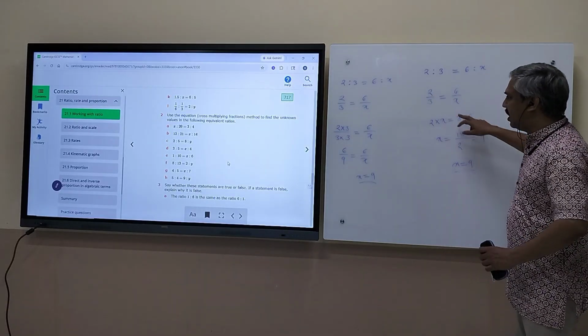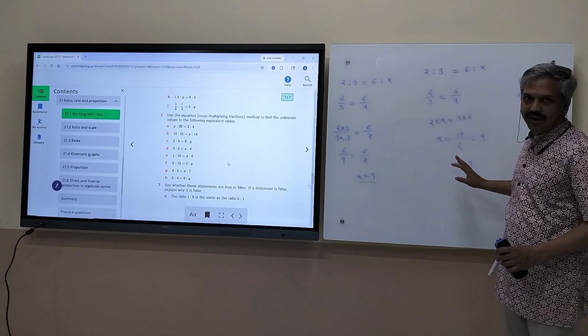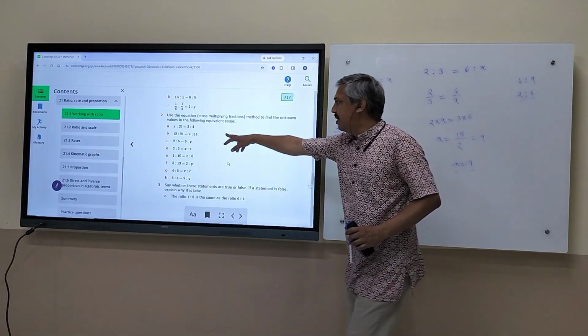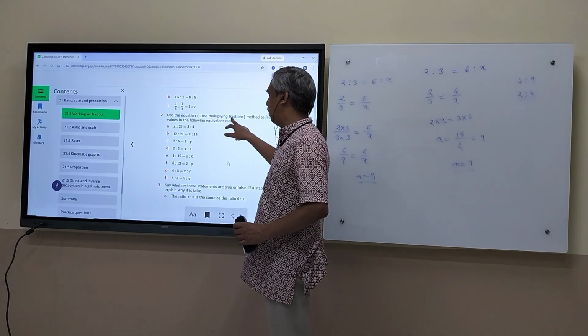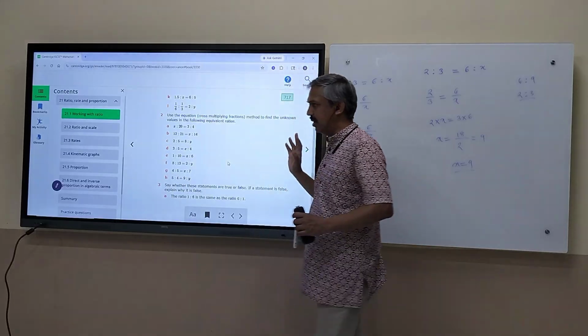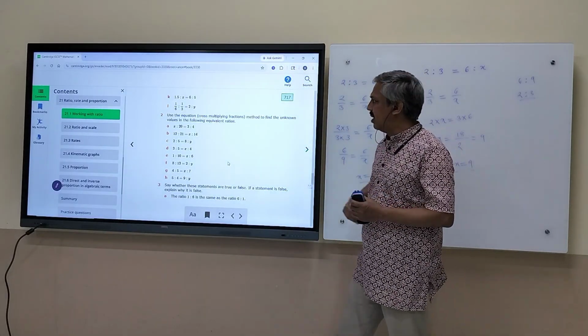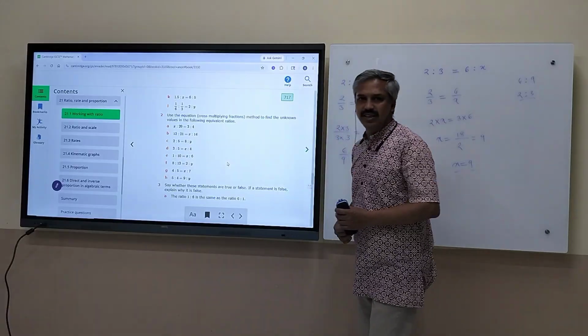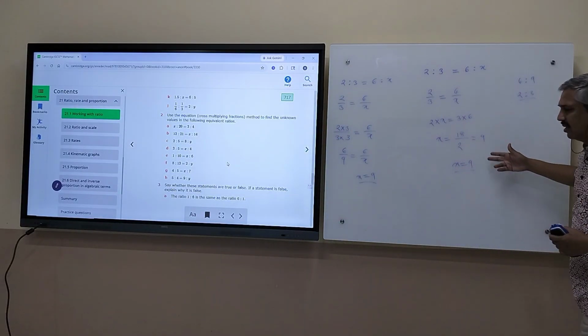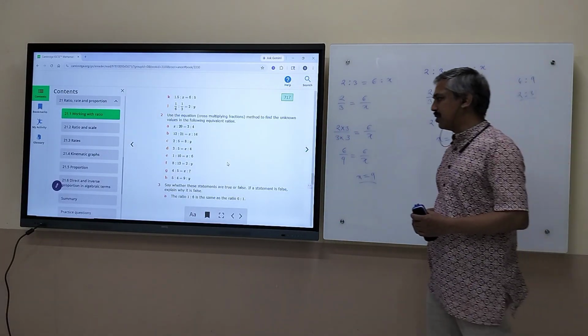And this is the method of equation by cross multiplication. Here you are given how to solve using cross multiplication by the method of equation. No other method will be accepted. And this is all. You can just check. There is nothing great about it. It is this method. So even the second question you can do.